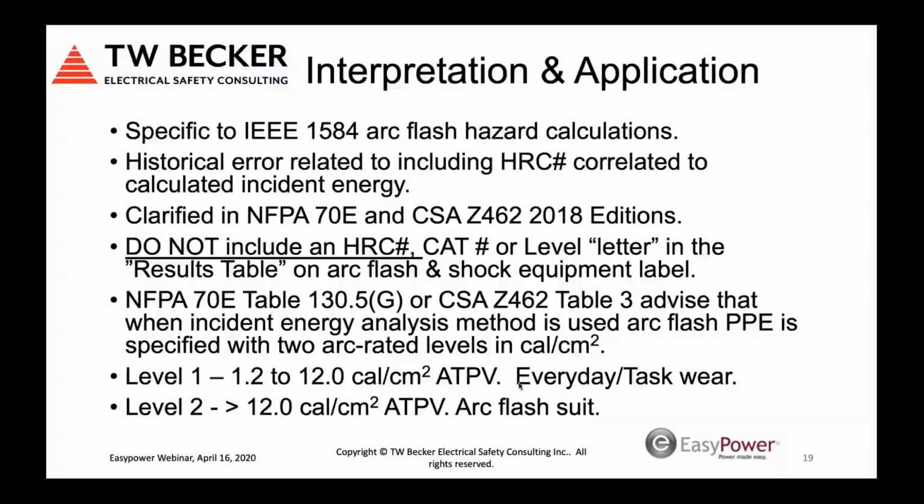So when you have incident energy analysis studies, you do not call up the clothing in the report, or after that with your workers related to your program, as a category, an HRC, or a level number or letter. Basically, I would call it level 1 and level 2, based on these two tables. These tables were extracted actually from Annex H and brought into the body of the standard. So you cannot call clothing up by an HRC number, CAT number, or level letter. You weren't supposed to, and now it's completely clarified.